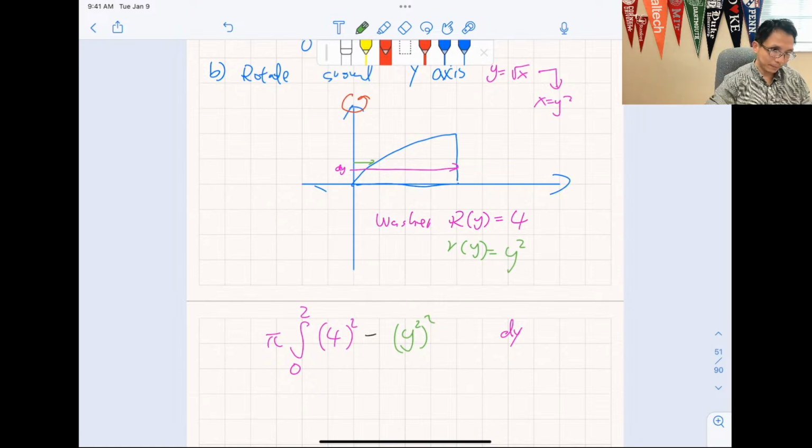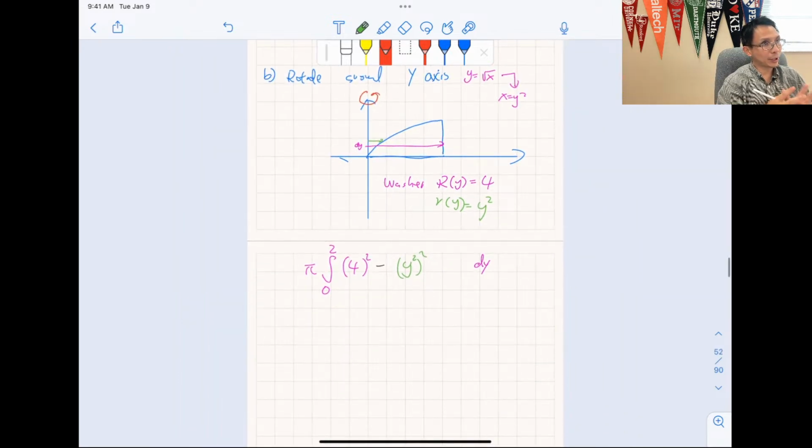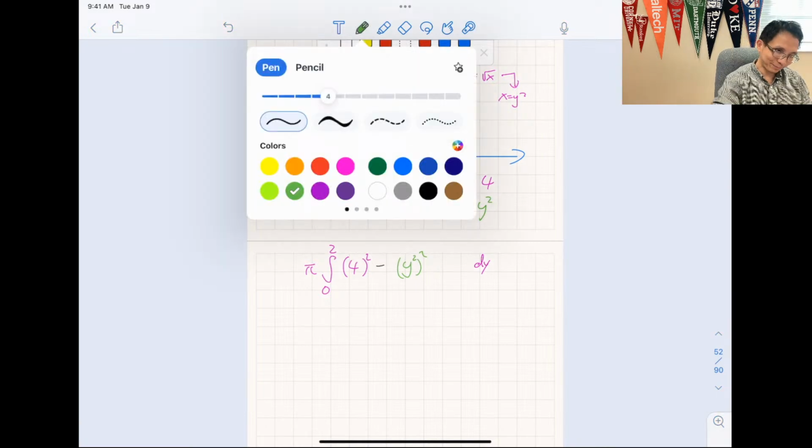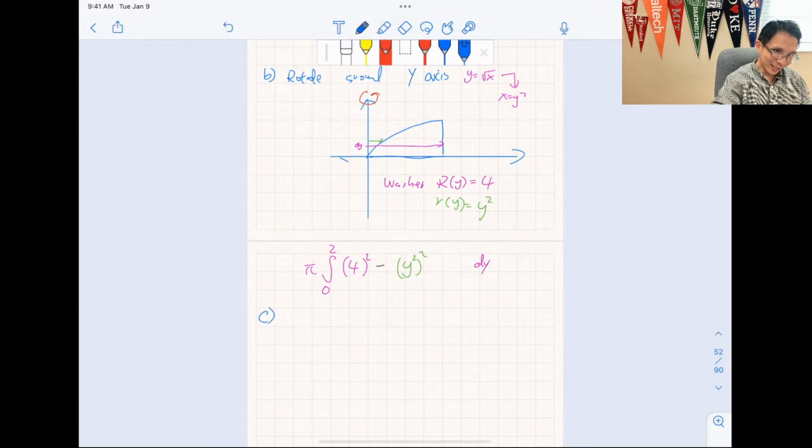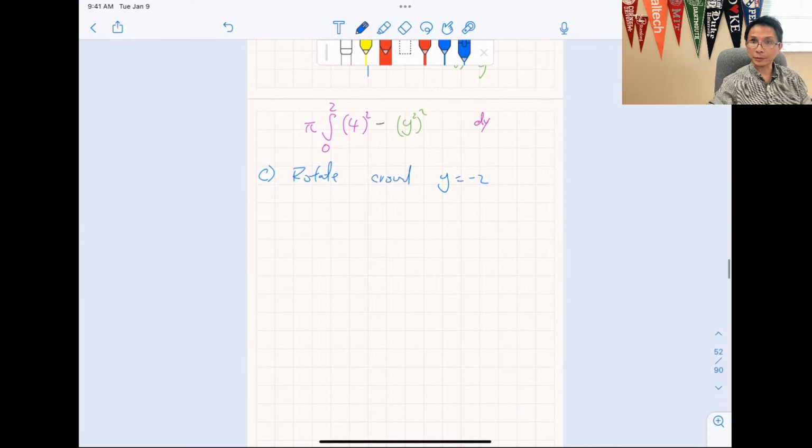Okay, so now we're gonna get to something very challenging. You guys ready? No. Okay, too bad. I'm gonna rotate around y equals -2. First of all, think about what kind of shape they will form. Second, follow all the procedures, see if you can come all the way through.